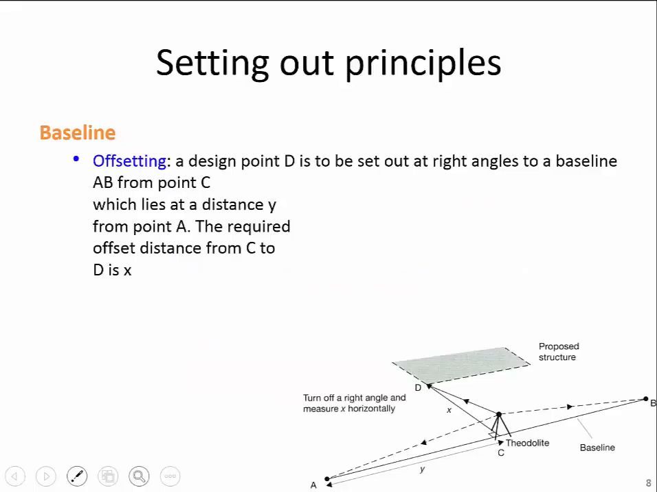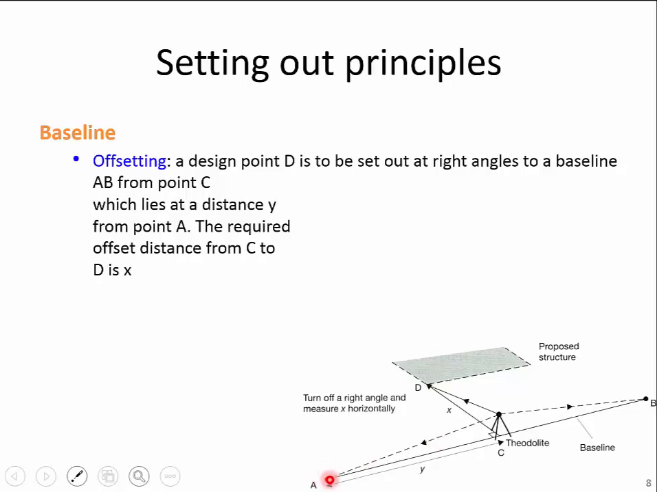So there are three methods that we look at for baseline setting out. They're all pretty straightforward because it's just linear and angular geometry here. The first one is offsetting. In this case, you've got your baseline running from A to B. You know that you want to set up a point D.